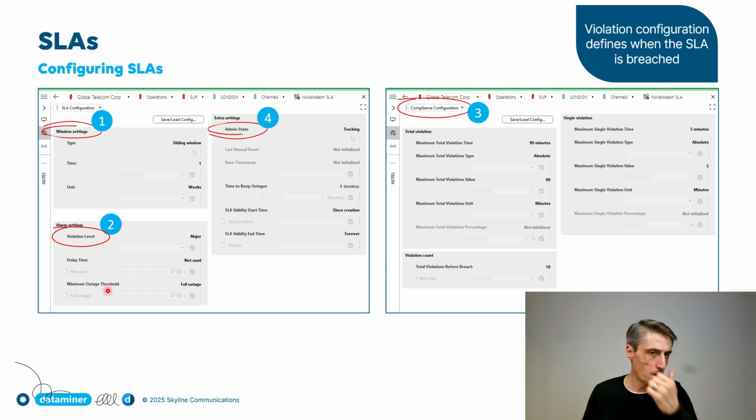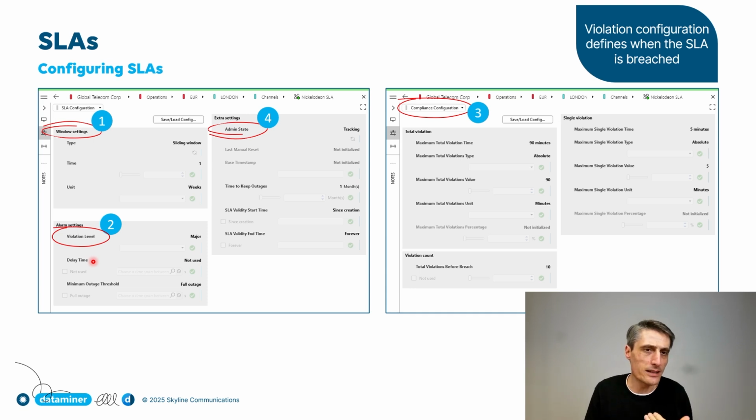What is delay time and minimum outage threshold? A little bit special items there. The delay time just specifies that you allow a certain delay before you actually take it as an outage. Because if it goes into critical, it might take a few seconds before the redundancy kicks in and moves to a backup device.